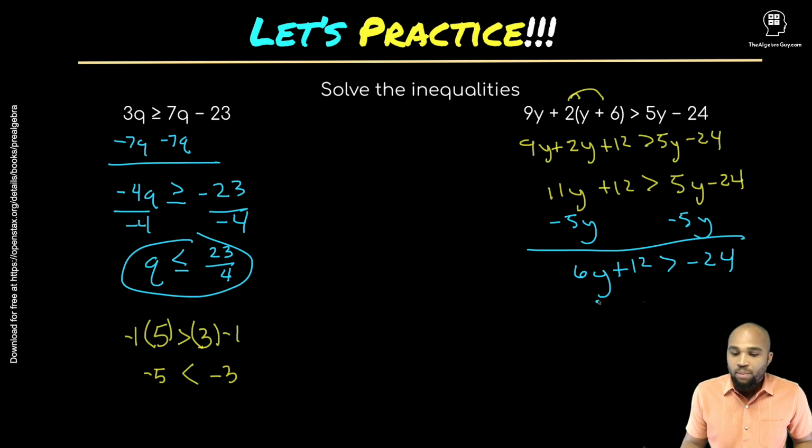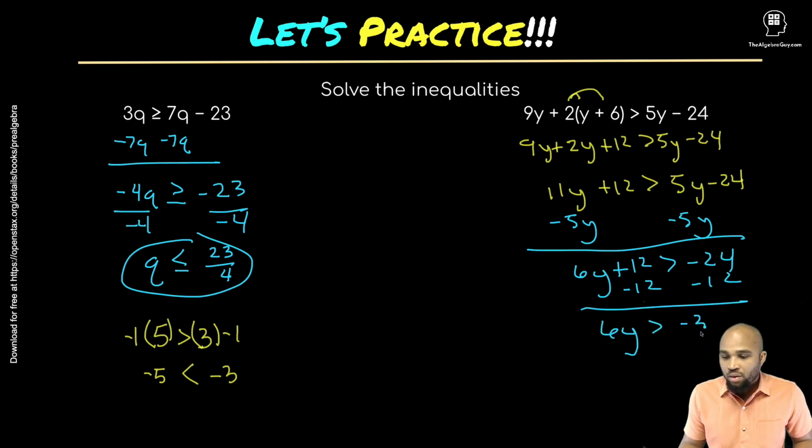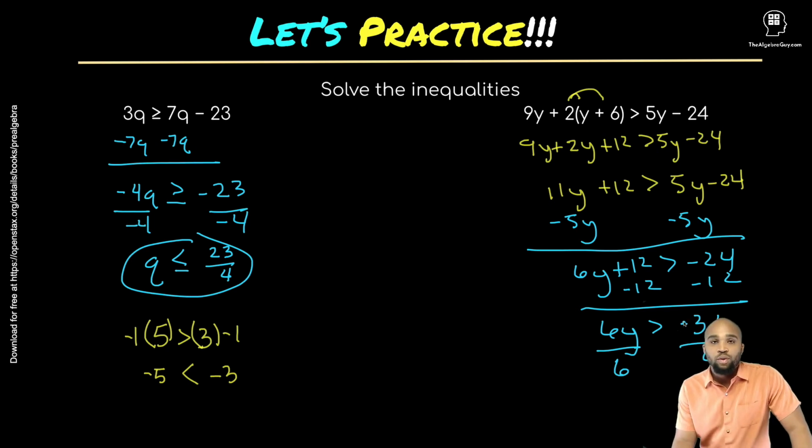Now I'm going to get my y by itself. The first thing I'm going to do is subtract 12. That leaves me with 6y is greater than negative 36. Divide both sides by 6, not a negative 6, but a positive 6. Even though this number is negative, we don't have to do anything. We divided by a positive 6.